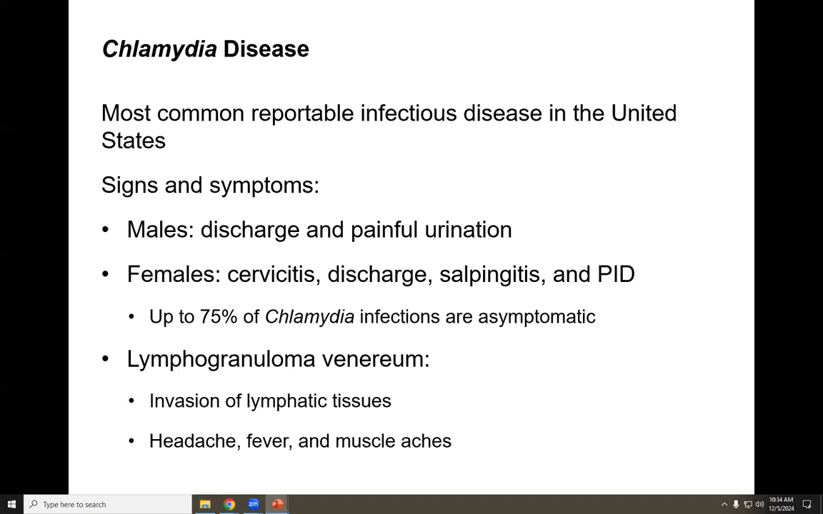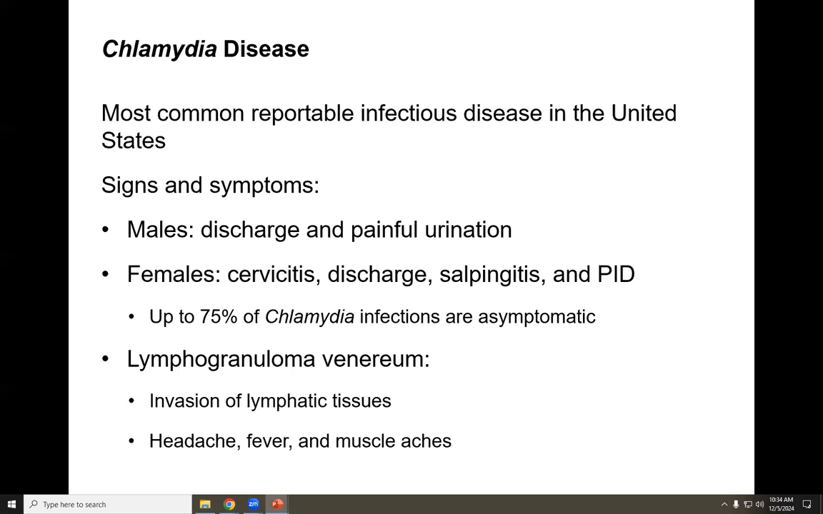If you get one of these, you're more susceptible to any of the others for the most part. You often see chlamydia in conjunction with gonorrhea, which we mentioned. So that shouldn't be news at this point, but you can have chlamydia separately too. Usually 75% of females with chlamydia are going to be asymptomatic. That's pretty terrifying to think about.